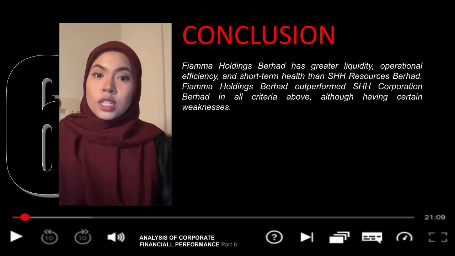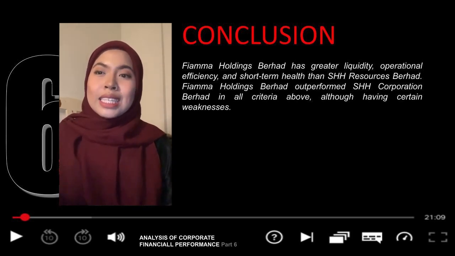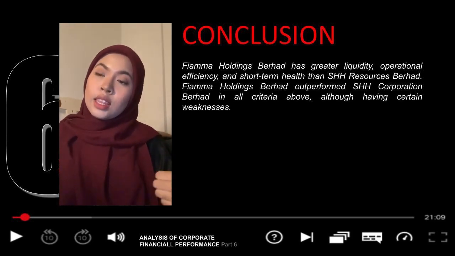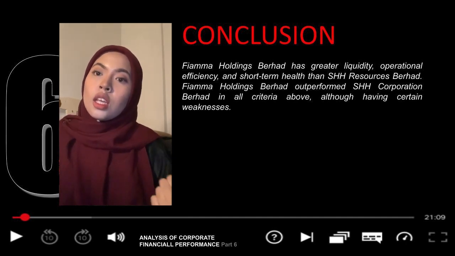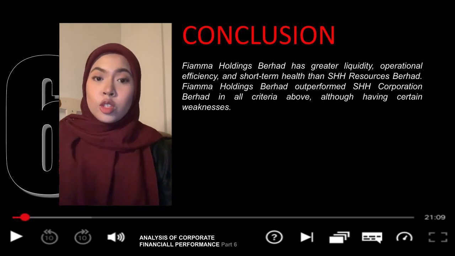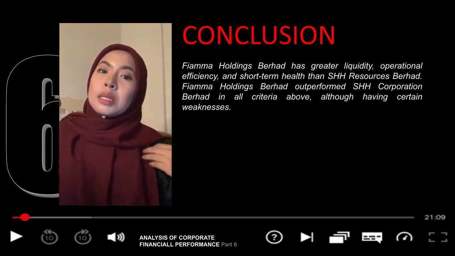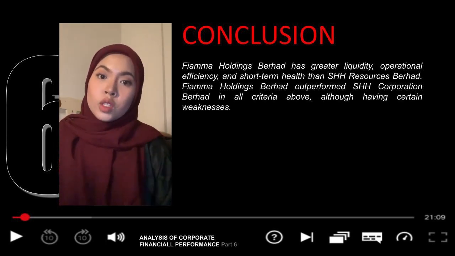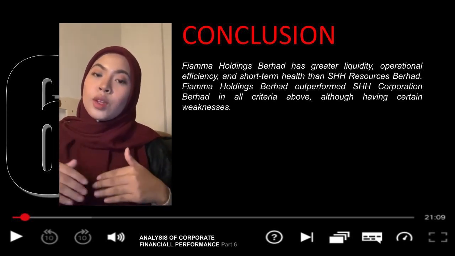So for the conclusion, I can say that Fiamma Holdings Berhad has greater liquidity, operational efficiency, and short-term health than SHS Resources Berhad. Fiamma Holdings Berhad outperforms SHS Resources Berhad in all the criteria above, although having certain weaknesses.